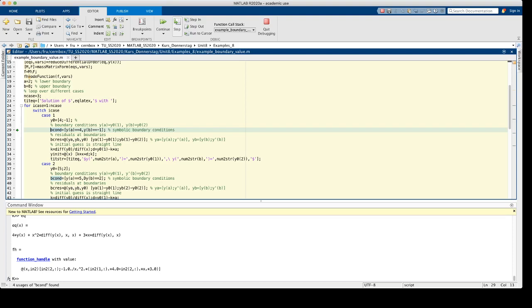This will then be used for the symbolic solution of this boundary value problem. For the numerical solution, we have to define two function handles. The first function handle is called bcres. The name doesn't matter, you can choose any name you like. This function handle expresses the same condition in a slightly different way. The arguments of the function bcres are ya, yb, and y0.